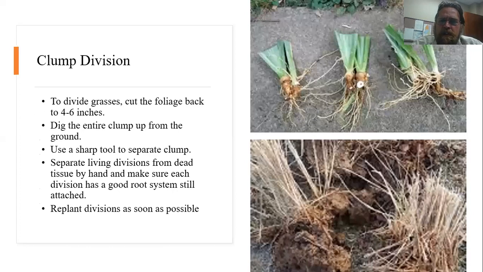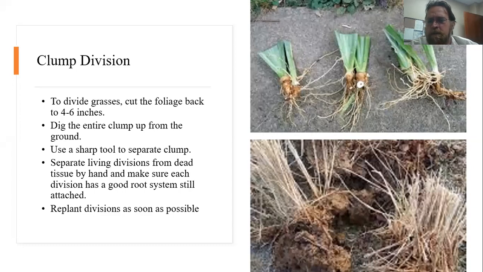Clump divisions are usually used in ornamental grasses. To divide these, first of all, we want to go ahead and cut that foliage back to about 4 to 6 inches, and then ideally dig the entire clump up from the ground. And then you want to just use a good sharp tool to separate that clump. And recommendations online are amazing. They suggest using a good sharp knife, and if that doesn't work, to use an axe.